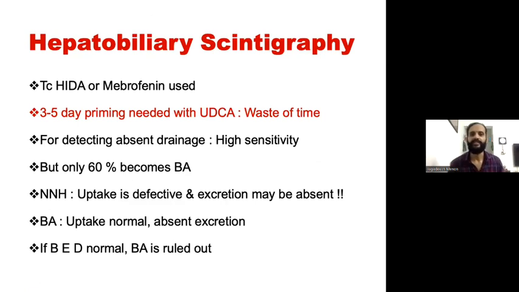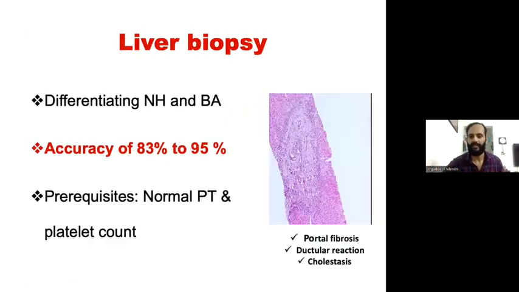So HIDA scan is a waste of time. It actually consumes around 5 to 7 days because we need to give UDCA and then perform the HIDA scan. Liver biopsy actually gives clues towards the underlying etiology. Sometimes, with an expert histopathologist, biliary atresia can be diagnosed. That is why an accuracy of up to 95% can be seen.